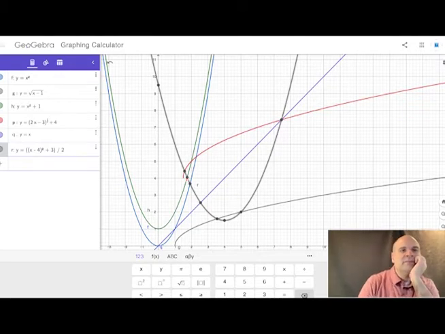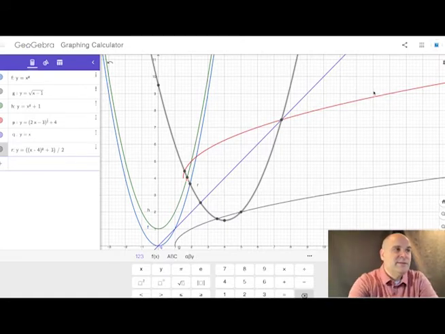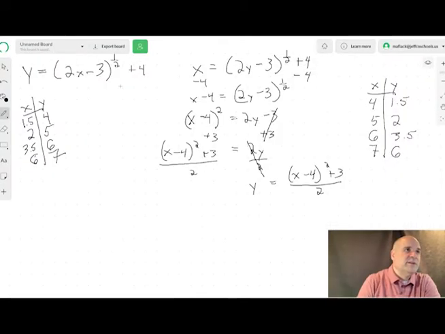Okay, so it kind of looks right, except look at this guy. See how you can see that other part of that? Well, if you just cut it off right there, then that is an actual reflection of this line. Because we do have to consider our domain and range. So let's figure out our domain and range.